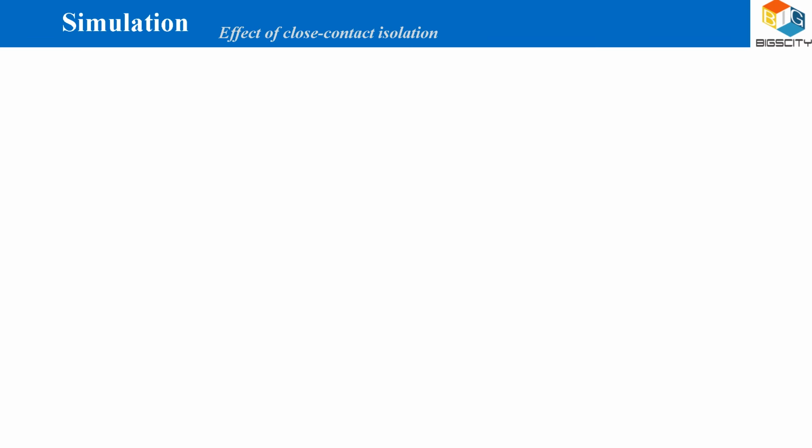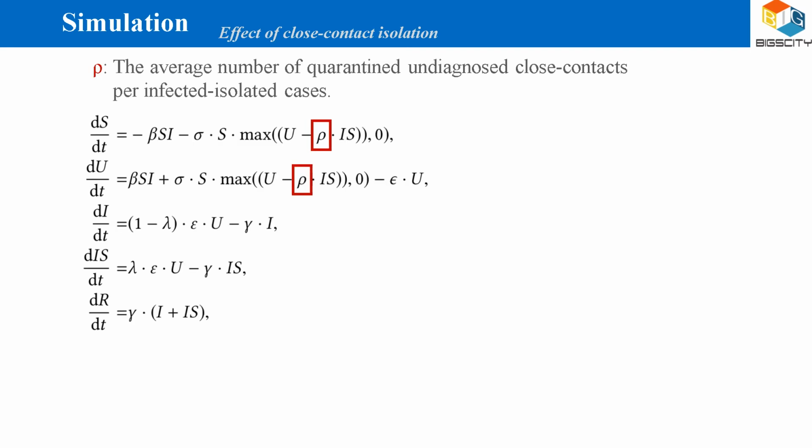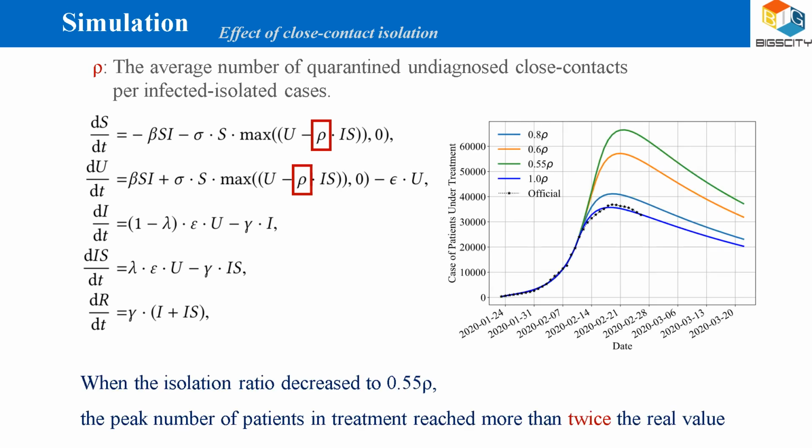Another important application of the SUIR model is the simulation of interventions. Here are the examples on Wuhan city of China. To evaluate the effect of close contact isolation, we first fit our model to data in Wuhan, and then simulate it with different settings of parameter rho to check the difference in epidemic spread. As the figure shows, when the isolation rate decreases to 0.55 rho, the peak number of patients in treatment reaches more than twice the real value.